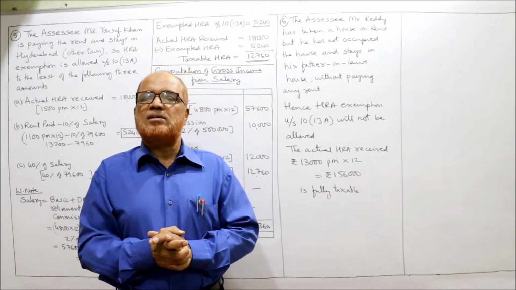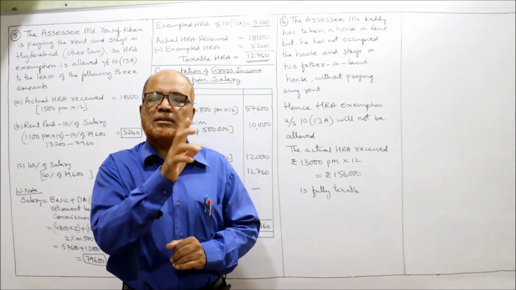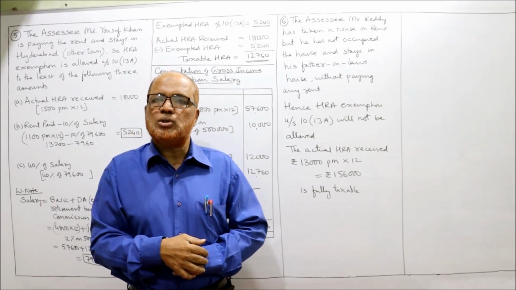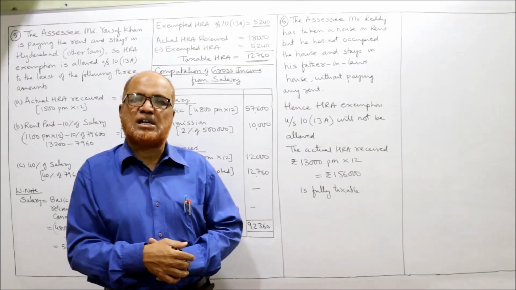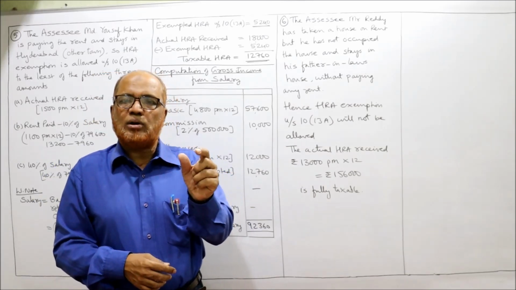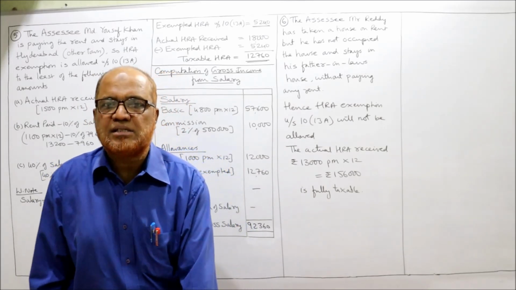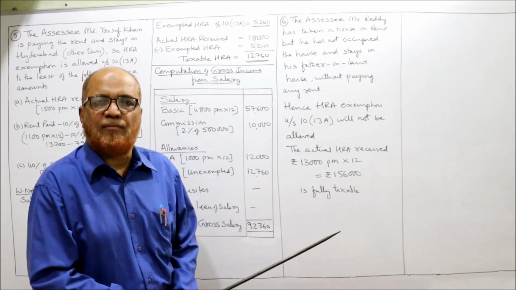How much actual HRA received? 13,000 per month. 13,000 per month into 12, 1,56,000. The taxable amount of HRA is 1,56,000. This is the explanation of this problem.